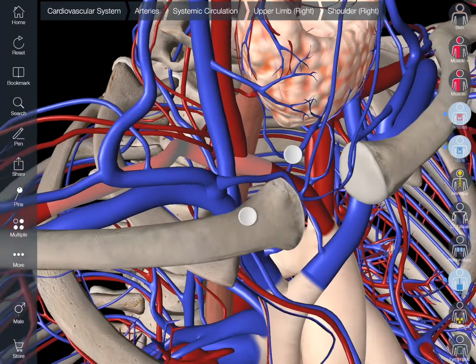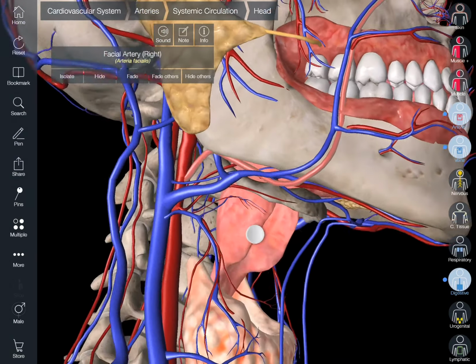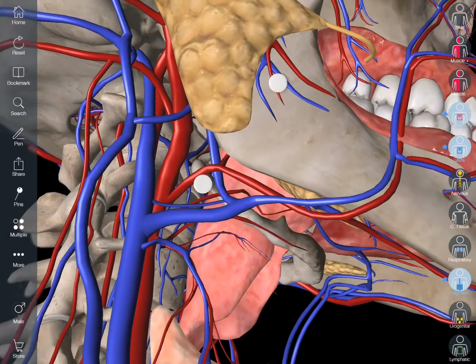Now that's good, but there are some more stuff to talk about. This is the facial artery. This is also a very important artery to know. See, here it is. It's actually in the anterior border of the masseter muscle, which is kind of in here. Okay, and so it's in close relationship to the common facial vein. Now here's an important thing.